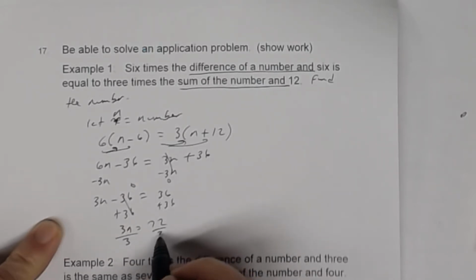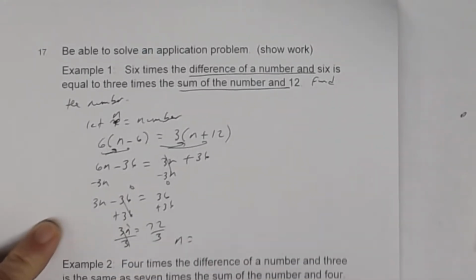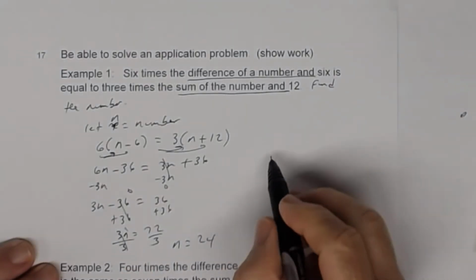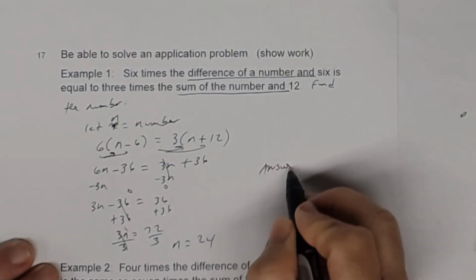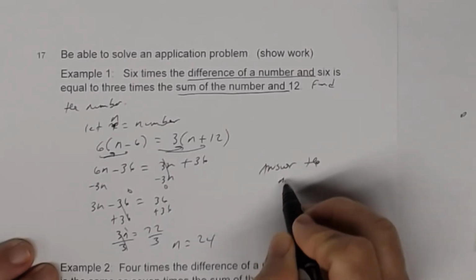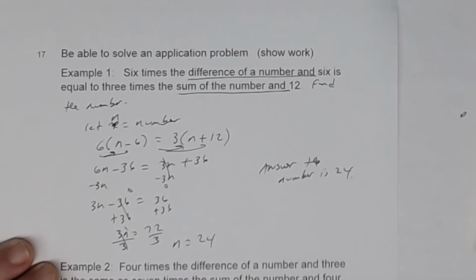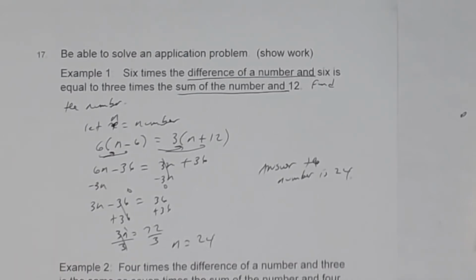Divide both sides by 3. I get n to be 72 divided by 3, which gives you 24. So you're going to say the answer: the number is 24. All right, so that was number 17, example 1.